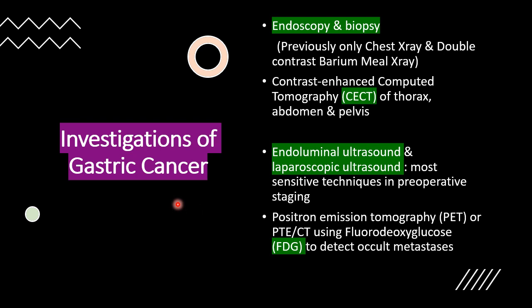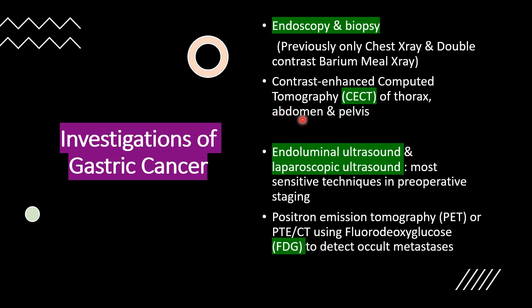What are the investigations that must be done in patients suspected to have gastric cancer? Most important and the most effective is endoscopy and biopsy. Endoscopy and biopsy has replaced the previously popular chest X-ray and double contrast barium meal X-ray.